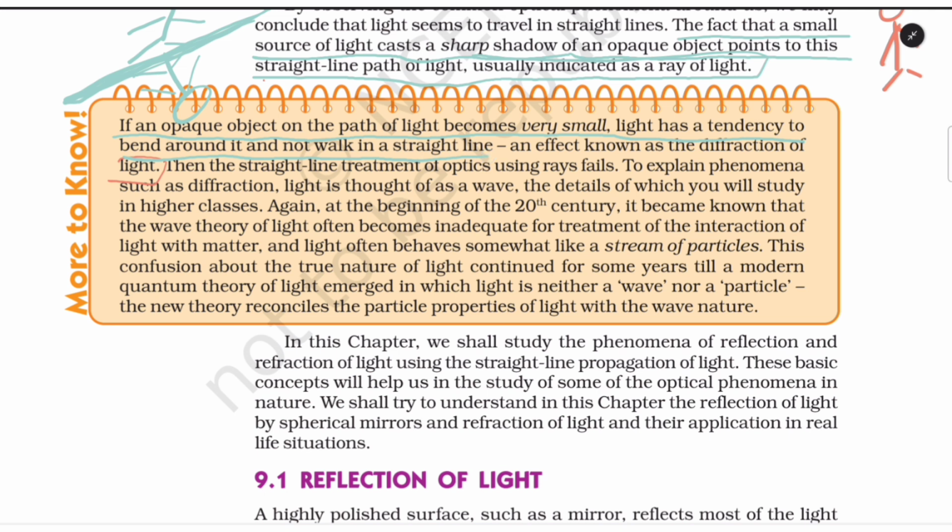Any opaque object, you have already learned in earlier classes what we mean by an opaque object. If any light falls on a very small opaque object, it may bend slightly. The light has a tendency to bend around it and not walk in a straight line. You have already learned that. You have seen the prism. When you pass a laser through the prism, it will be bent.